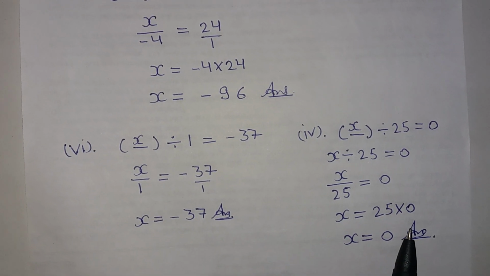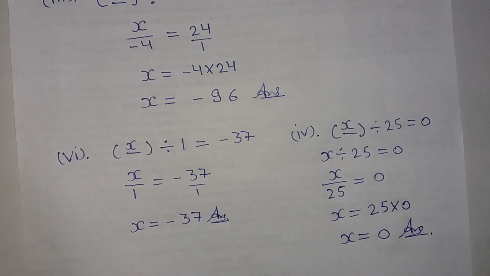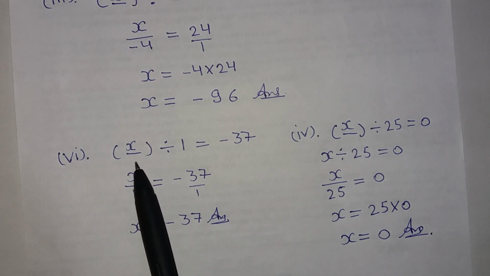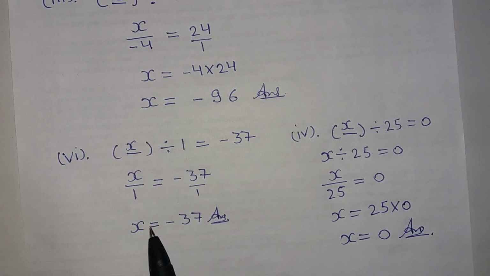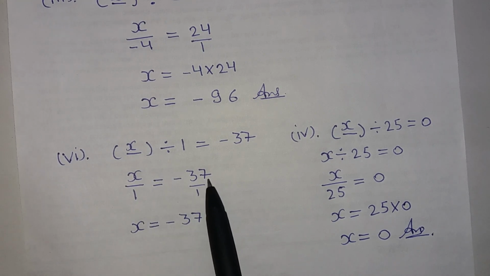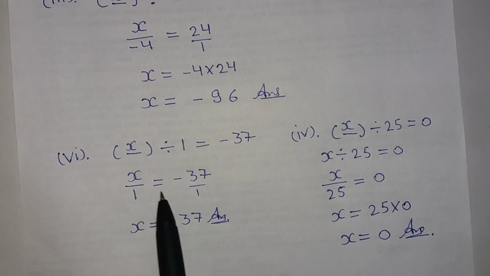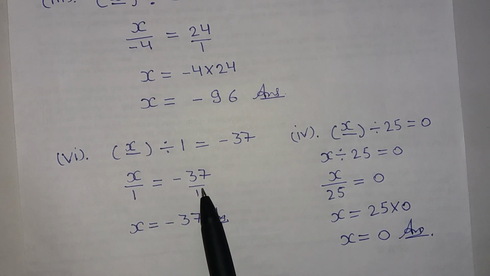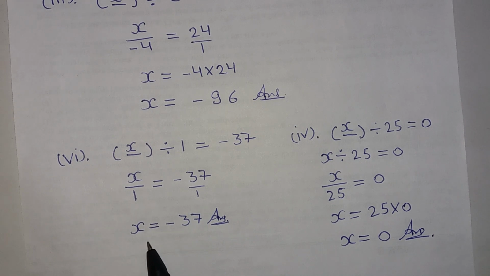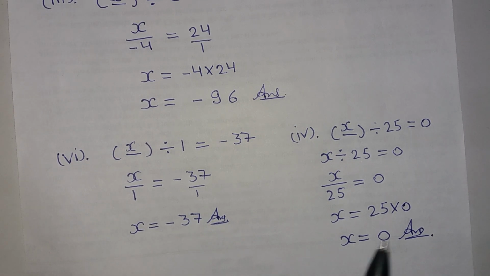Next, sixth part. In this sixth part, x divided by 1 equals minus 37. When we divide x by 1, it is x upon 1 equals minus 37 upon 1. By doing cross multiplication, x into 1 will be x, and here minus 37. So the value of x will be minus 37.